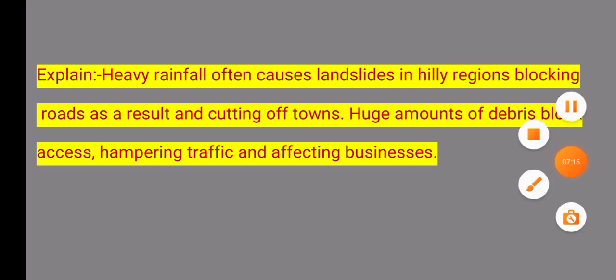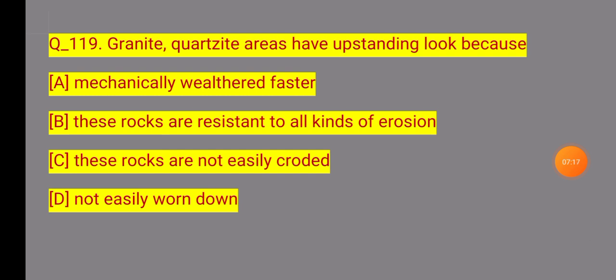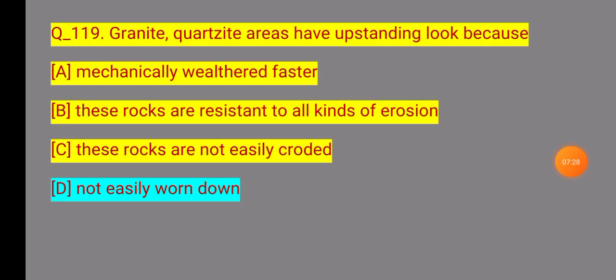Question 119 asks: the granite and quartzite areas have two outstanding features because, which of these four options? Option D, not too easily worn down.